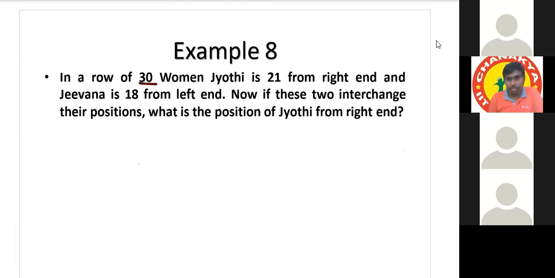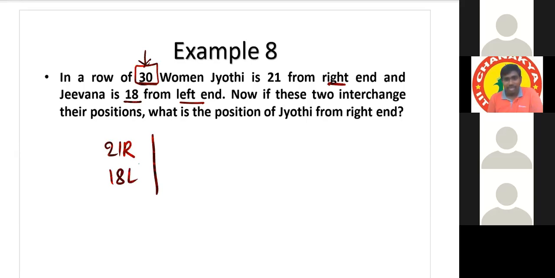30 women. Jyoti is 21 from right, sir. 30 is the total. Okay. Don't need to consider the total number here. 21 is from right. Then 18 is from left. After interchanging, which information is given?